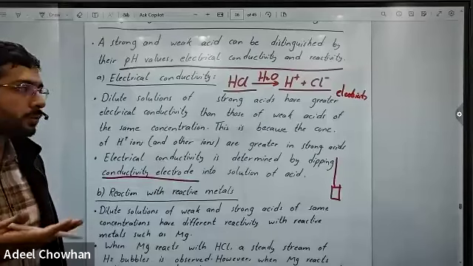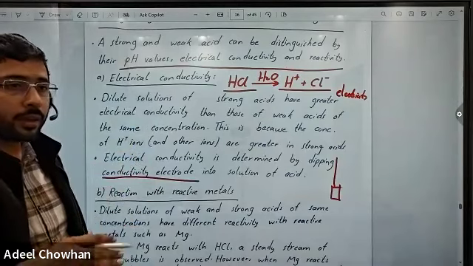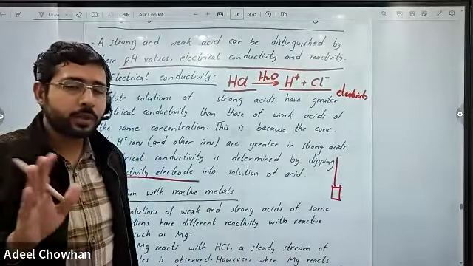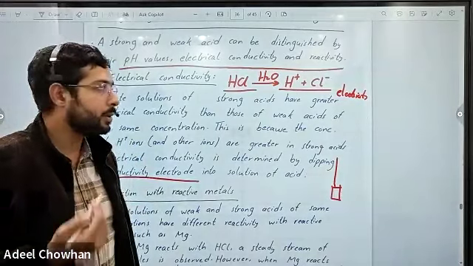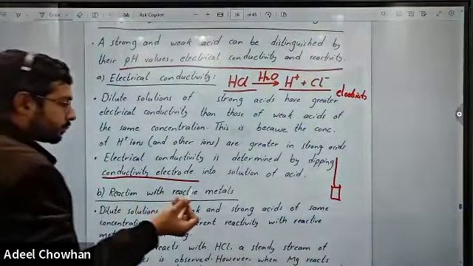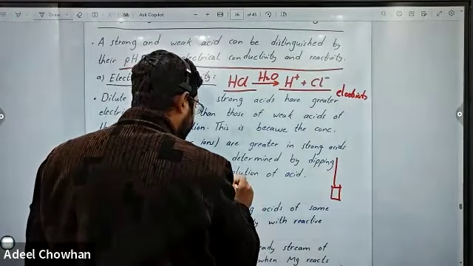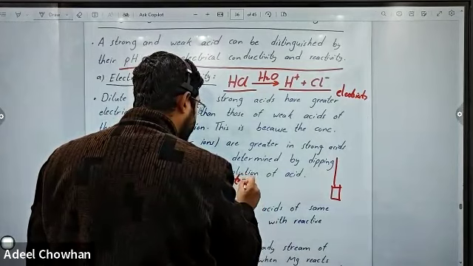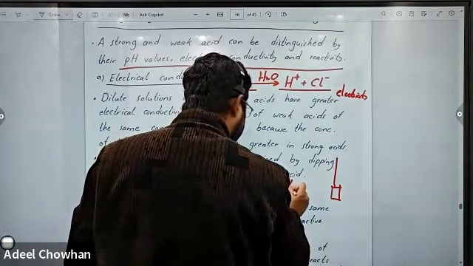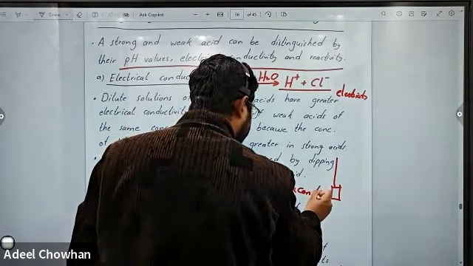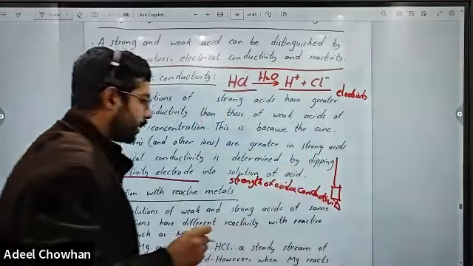However, if the solution is made up of the weak acid, then the amount of the ions formed when that substance is dissolved in water will not be of good concentration, and that's why the electrical conductivity will be less. In other words, we can say mathematically that the strength of acid is directly proportional to the conductivity. If there is a good conductivity, then it means the acid is of strong type.